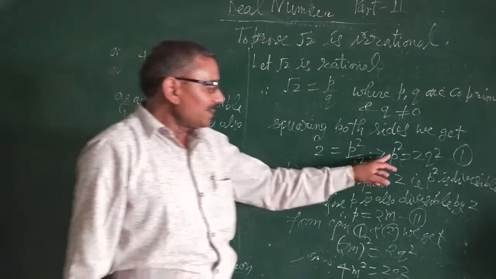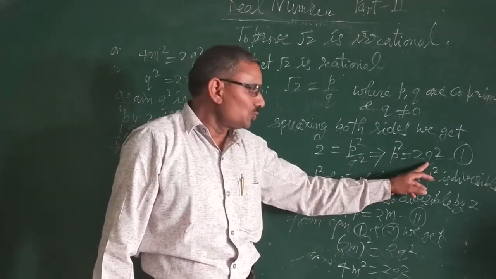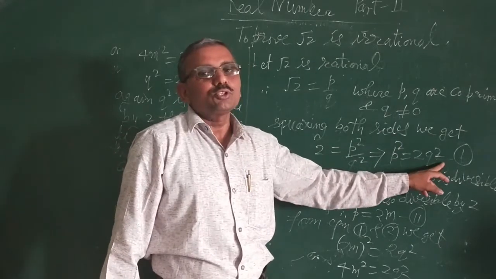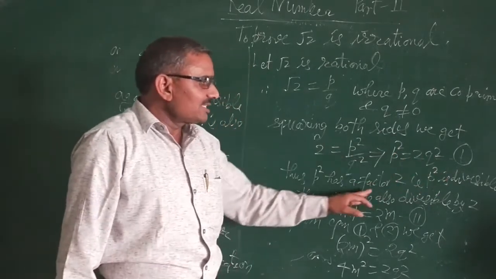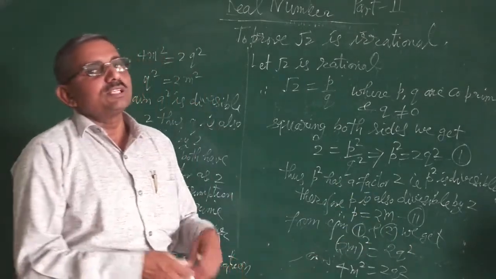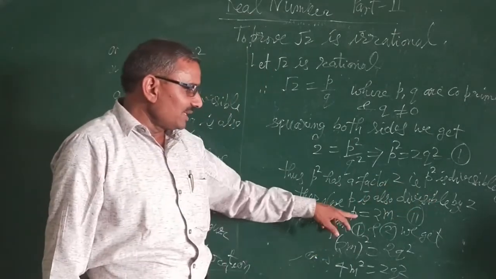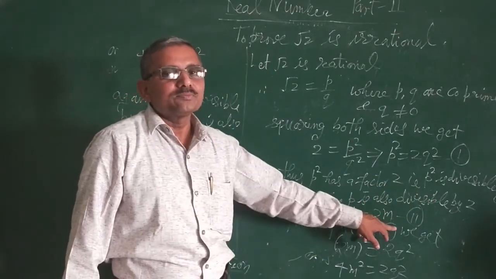Again here p square is equal to 2q square. It means p square has a factor 2 and a factor q square. So p square is divisible by 2. If p square is divisible by 2, then p is also divisible by 2. So if p is divisible by 2, then p can be written as p is equal to 2m.